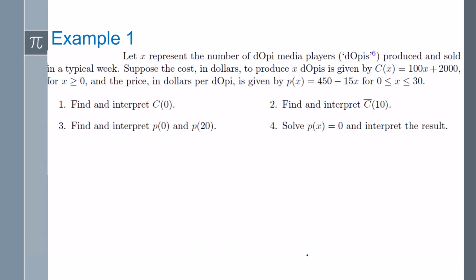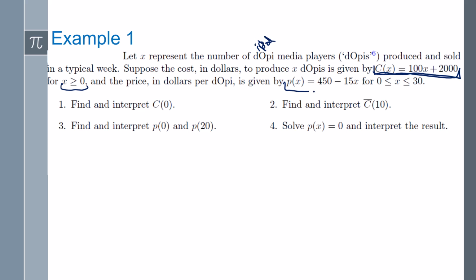So let's look at an example here. Let x represent the number of media players, or iPods, however you want to think about it, produced and sold in a typical week. Suppose the cost in dollars to produce x players is given by this cost function. And it says for every x greater than 0. The reason is that you can't produce a negative number of items.